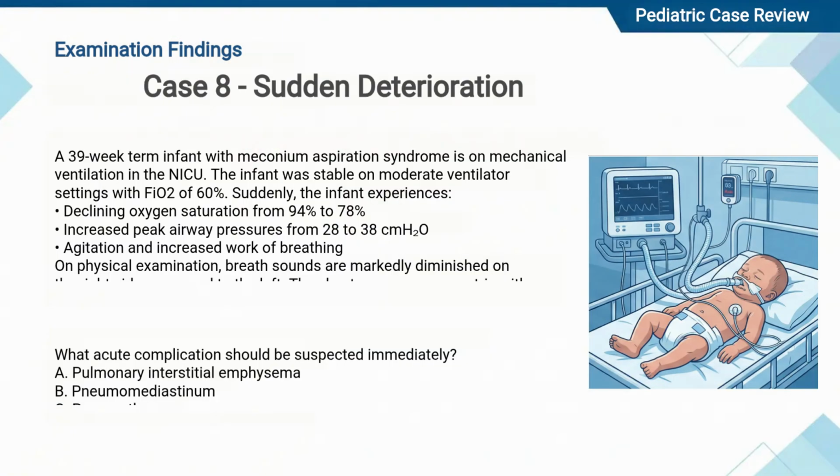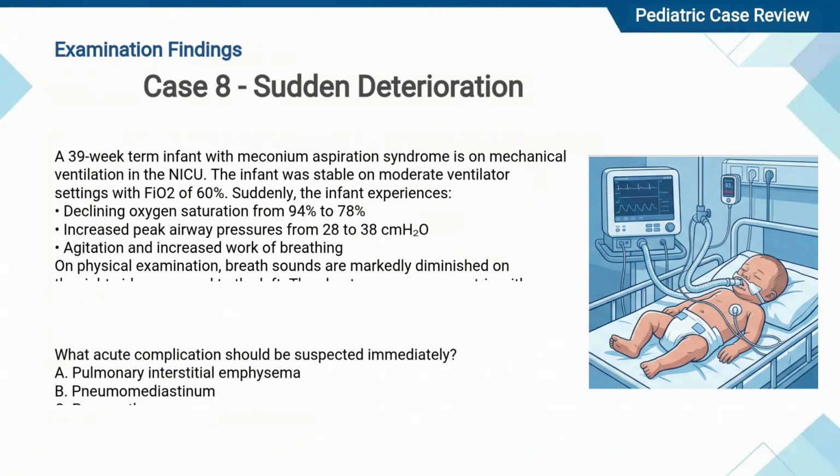A 39-week term infant with Meconium Aspiration Syndrome is on mechanical ventilation in the neonatal intensive care unit. The infant was stable on moderate ventilator settings with a fraction of inspired oxygen of 60%. Suddenly, the infant's oxygen saturation drops from 94% to 78%, peak airway pressures increase from 28 to 38 centimeters of water, and the infant shows agitation and increased work of breathing. On physical examination, breath sounds are markedly diminished on the right side compared to the left, and the chest appears asymmetric with reduced movement on the affected side.